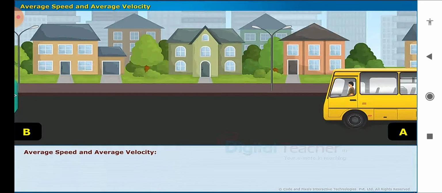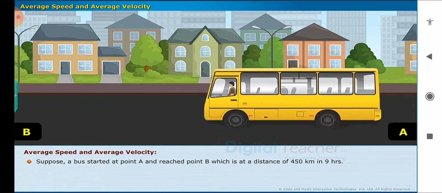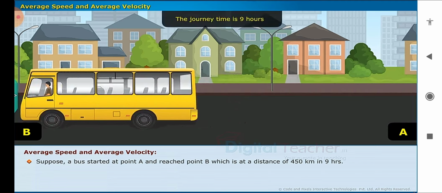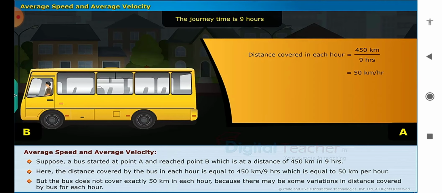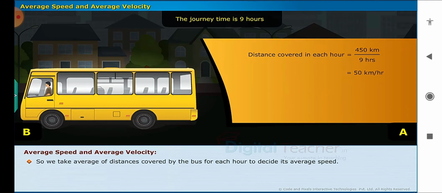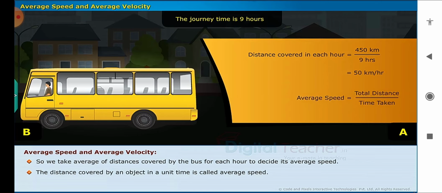Let us consider a real-time example to understand average speed and average velocity. Suppose a bus started at point A and reached point B, which is at a distance of 450 kilometers, in 9 hours. Here, the distance covered by the bus in each hour is equal to 450 kilometers per 9 hours, which is equal to 50 kilometers per hour. But the bus does not cover exactly 50 kilometers in each hour, because there may be some variations in the distance covered by the bus for each hour. So we take the average of distances covered by the bus for each hour to decide its average speed. The distance covered by an object in a unit time is called average speed.